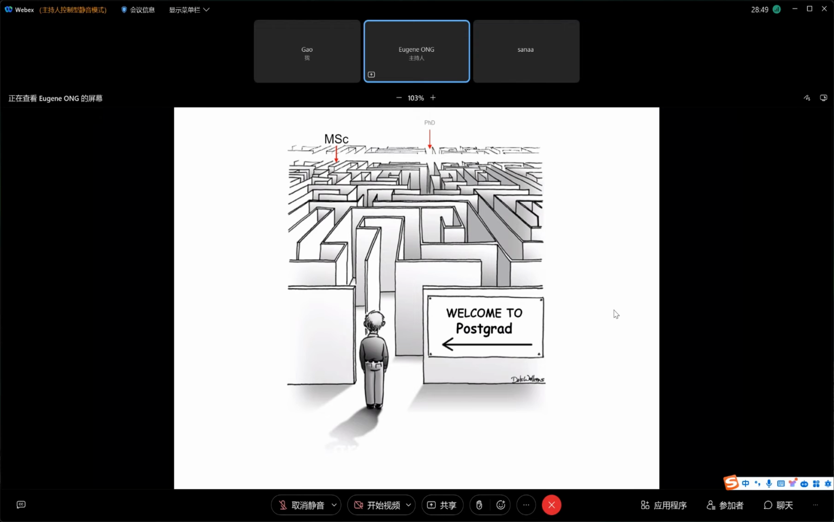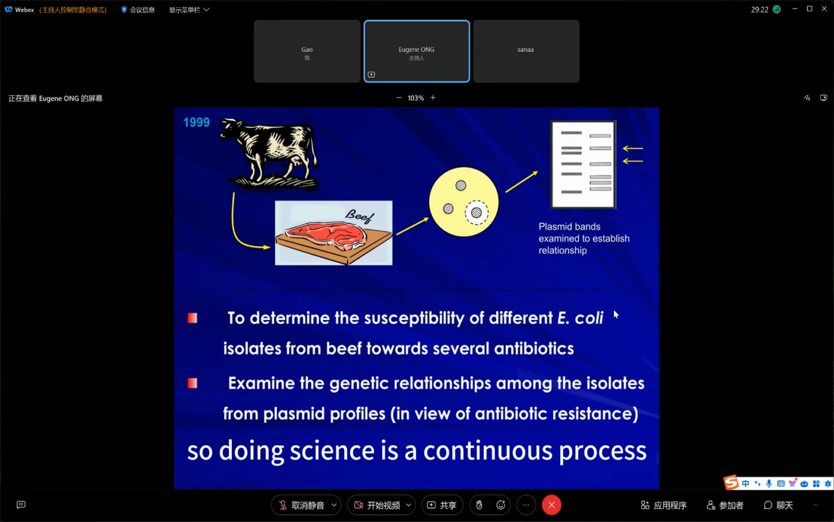So a postgraduate is like a maze. If you make your way out, maybe you finish your master's here, then you can continue on to another set of maze, which is your PhD. Of course, if you are doing a mixed mode, the challenges are different, but still in doing research, there are some unknowns, right? So that is what makes research interesting. Okay, so everybody sort of looks out of focus for a little bit. So doing science is a continuous process, right?